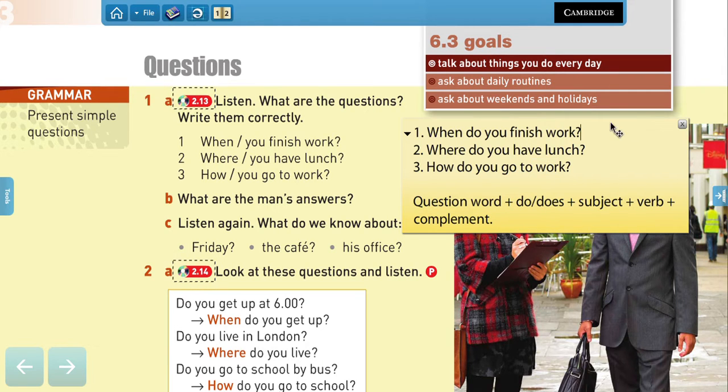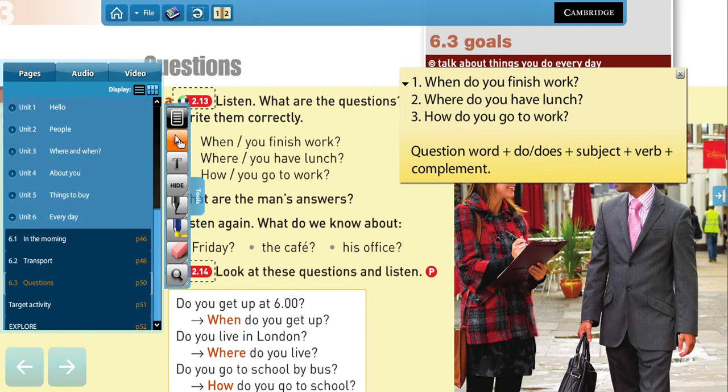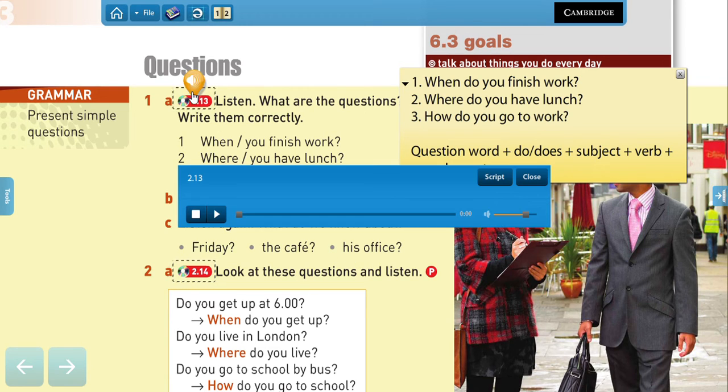Very good. Now, we're going to continue. The idea is for you to identify the man's answers. So we focus first on the questions and now on the answers. And try to identify what we know or what the man says about Friday, the cafe, and his office. All right, so we're going to listen again.